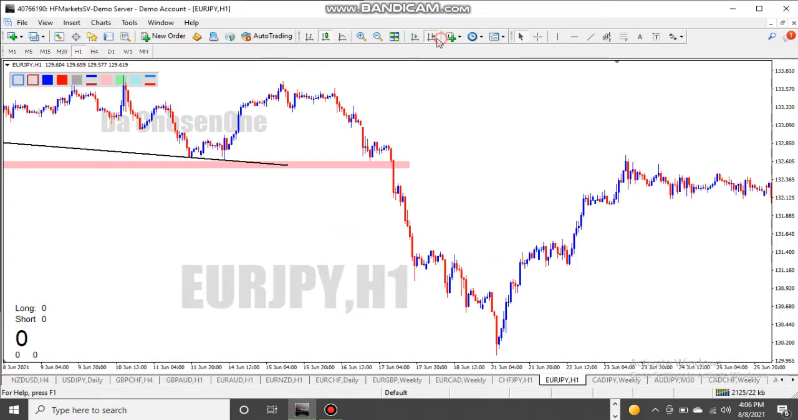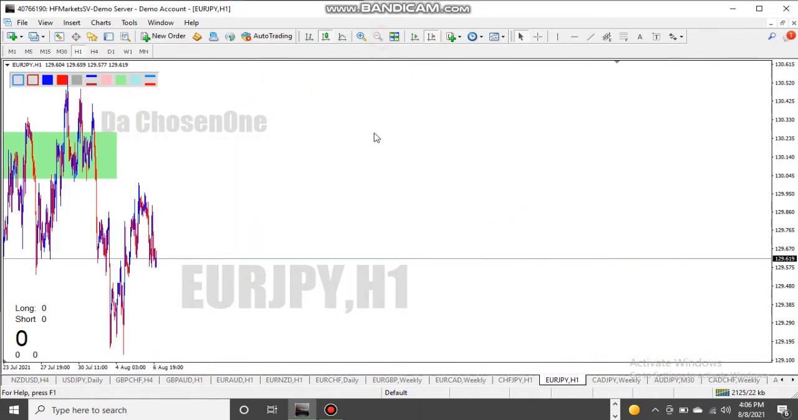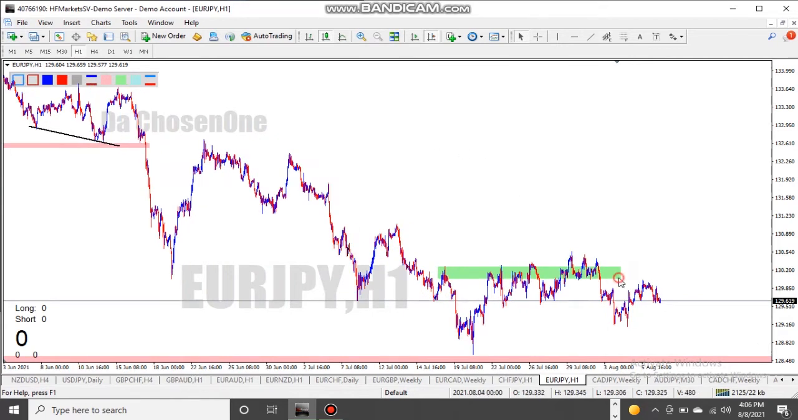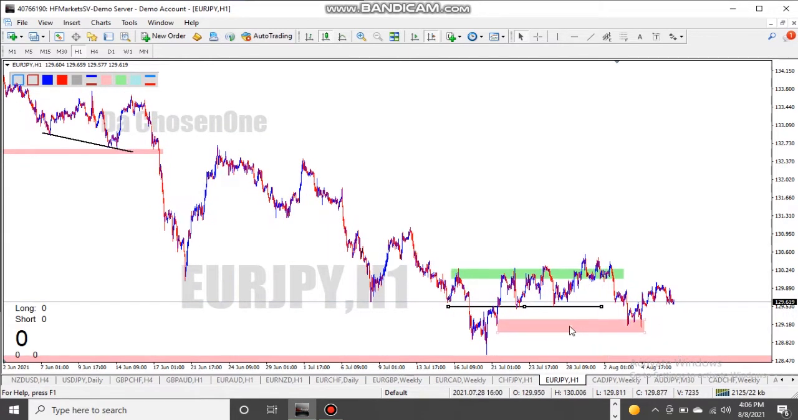Go to H1. This is a Tuarefel. It's a Tuarefel, and this is our manipulation area, and price came to this area. It was held by this decision point over here.